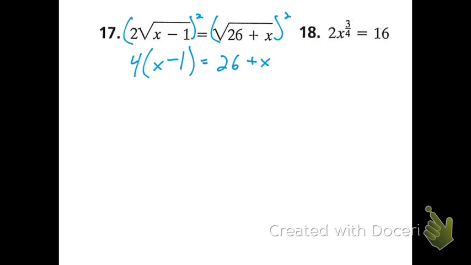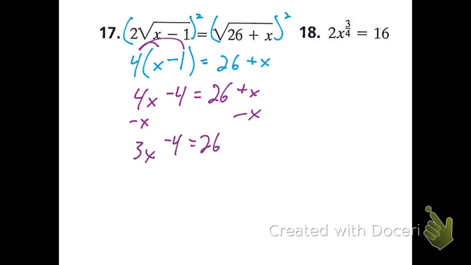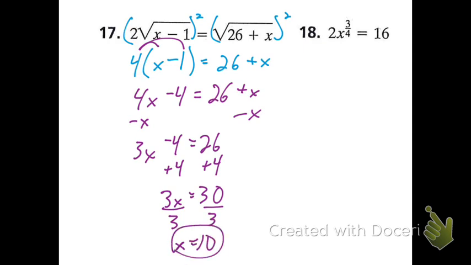Now, after that, I'm going to go ahead and distribute the 4, so I get 4x minus 4 is equal to 26 plus x. I'm going to subtract x from each side and get 3x minus 4 equals 26. I'm going to add 4 to both sides. Get 3x equals 30. Then I'm going to divide both sides by 3. Get x equals 10. All right.